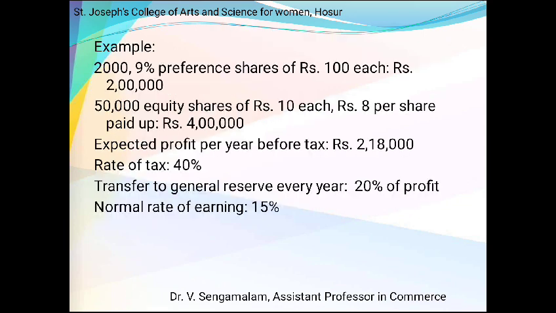For example, 9 percent preference shares of rupees 100 each, rupees 2 lakhs; 50,000 equity shares of rupees 10 each, rupees 8 per share paid up, rupees 4 lakhs. Expected profit per year before tax rupees 2,18,000, rate of tax 40 percent. Transfer to general reserve every year 20 percent of the profit. Normal rate of earnings 15 percent.